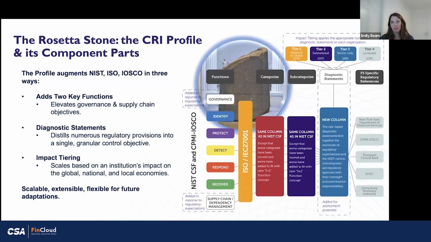So a tier that a financial institution falls into dictates the number of diagnostic statements to which it would respond. So your tier 1 GSIBs would respond to all 278 diagnostic statements. A tier 4 community institution would respond to 138. And this helps institutions of vastly different sizes easily scale their own risk assessment processes. Now, I talked about scalability and flexibility, or extensibility, which is why we're here today. So we'll go to the next slide and talk about one of the key ways that we've extended the profile.